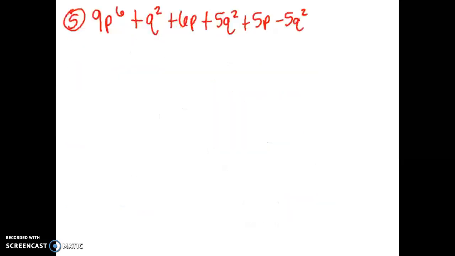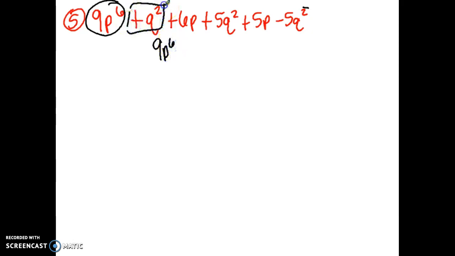All right, number 5, we have 9p to the 6th power plus q squared plus 6p plus 5q squared plus 5p minus 5q squared. We're going to start with our 9p to the 6th power. I have nothing else that has a p to the 6th power, so I'm just going to write it down.